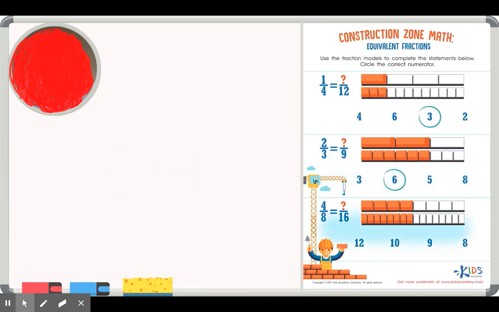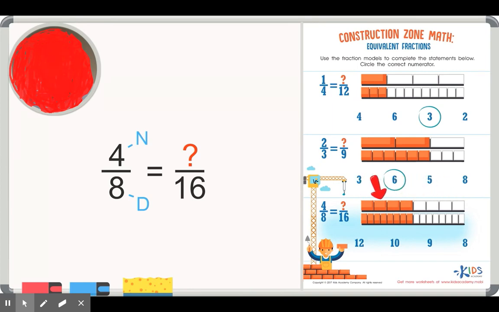Let's take a look at our last problem. Our first fraction is 4/8, and our second fraction is blank 16ths. Let's identify the numerator and denominator in the first fraction. In the first fraction, the numerator is 4. That means there are 4 pieces shaded in. The numerator is always the top number, and the bottom number is our denominator, and that tells us how many pieces there are in total, and in total, there are 8 pieces in our first fraction.